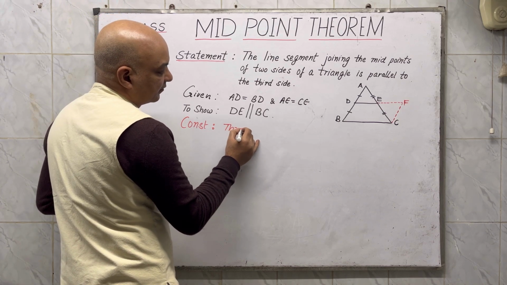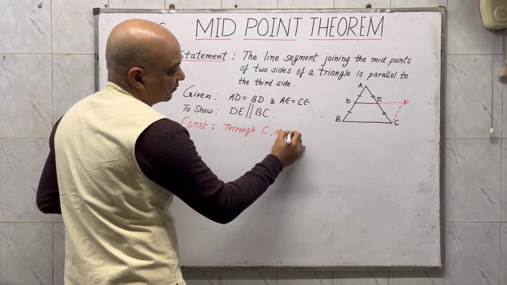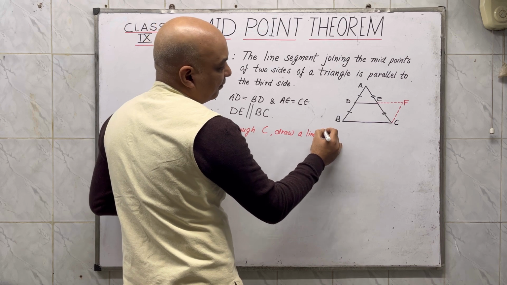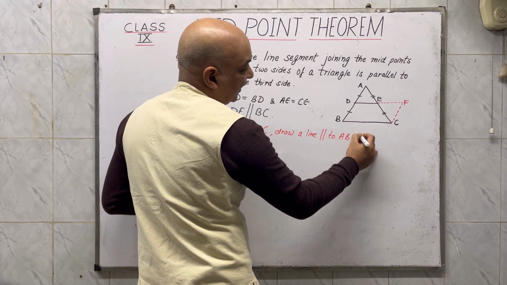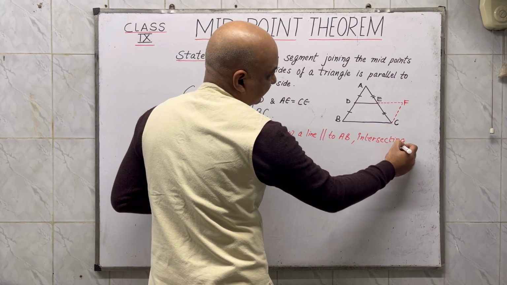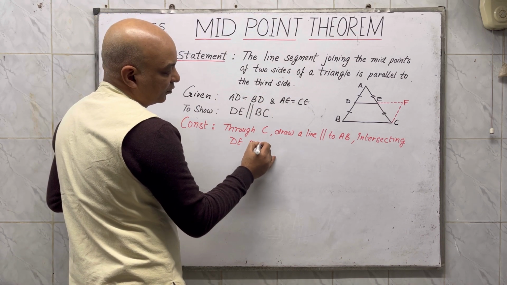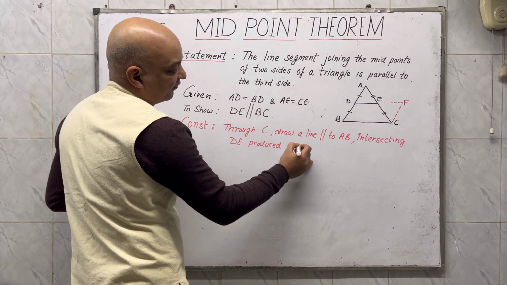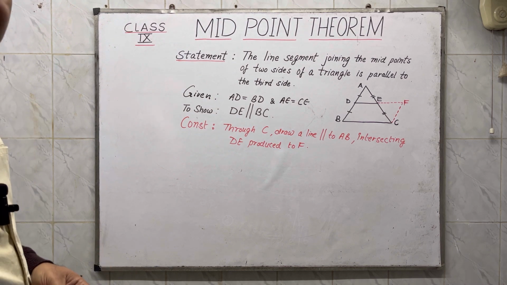So through C, we are drawing a line parallel to AB intersecting DE, which is extended or produced to F. Okay, now let us start the proof.